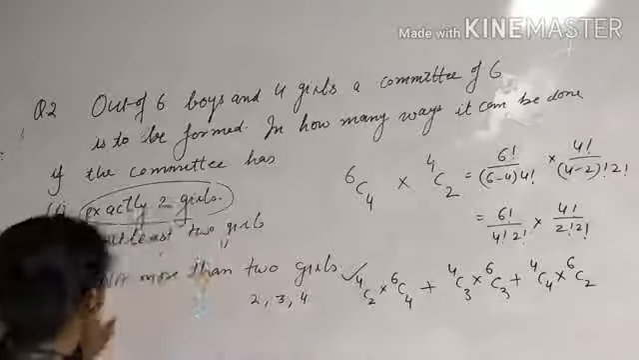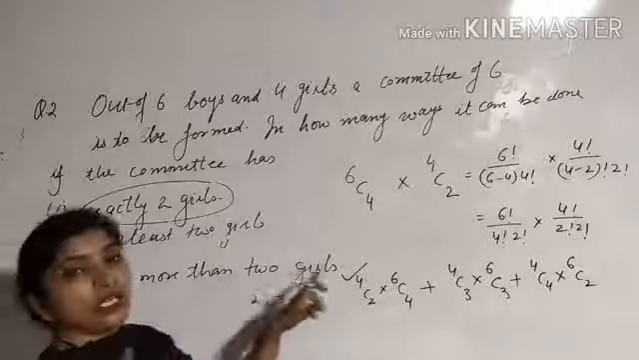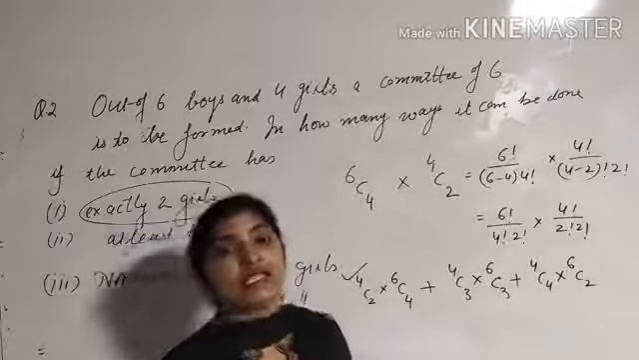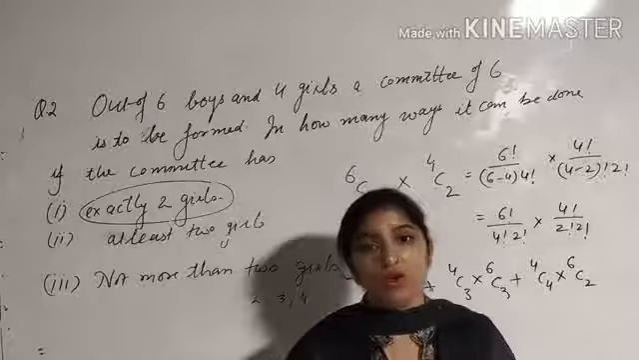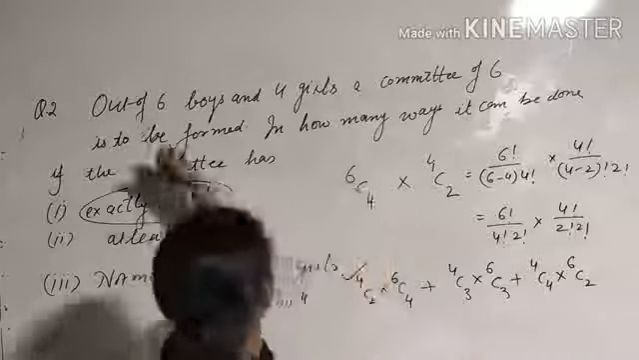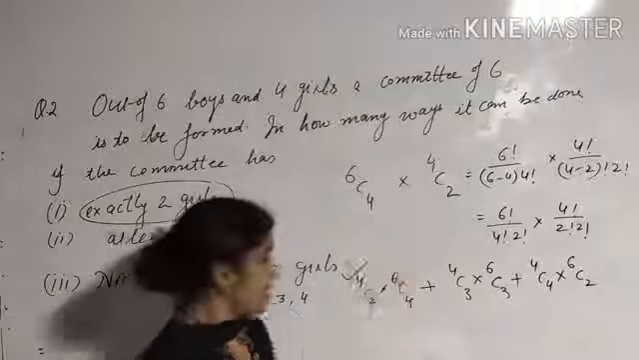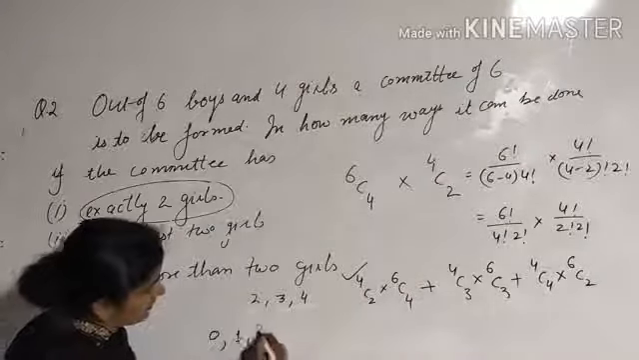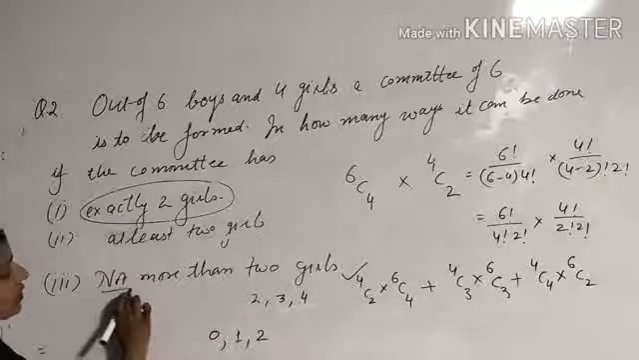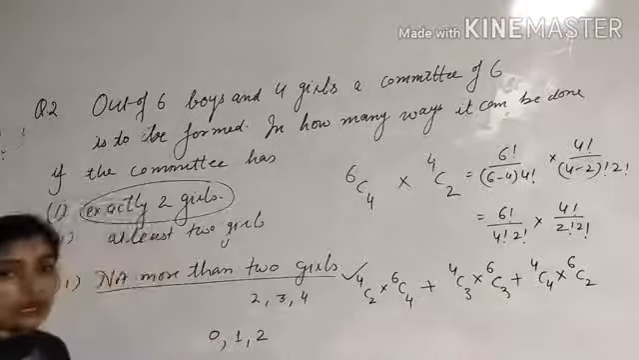Okay. Now the third case is not more than 2 girls. Not more than 2 girls means girls may be either 2 or 1, or maybe the whole committee is formed with the help of boys. So the girls may be 0 or 1 or 2 if we don't want more than 2 girls.